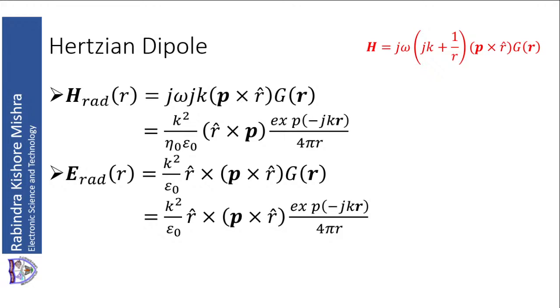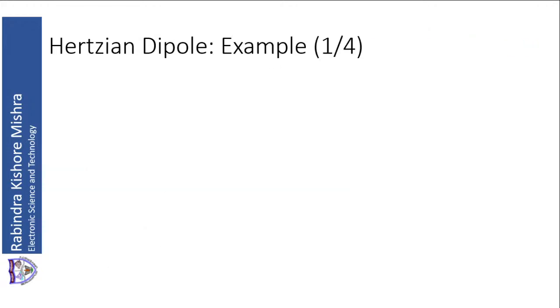Now how do you relate these two? Is there any relationship between the radiated H field and E field, magnetic field and electric field? There is a relationship. Do one thing, multiply the H rad field on both sides by eta 0. So that will make eta 0 H rad equal to r cap cross E rad. So that is the relationship between these two.